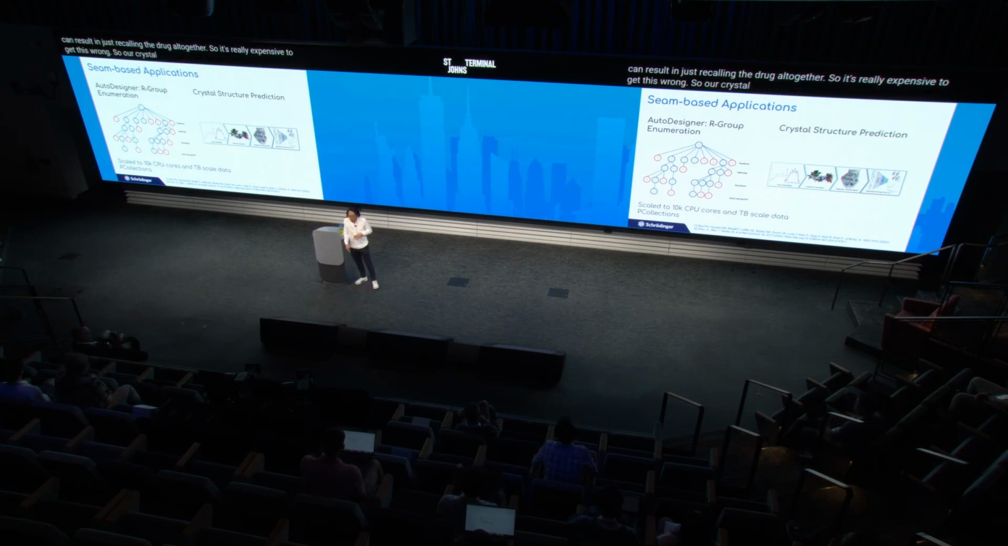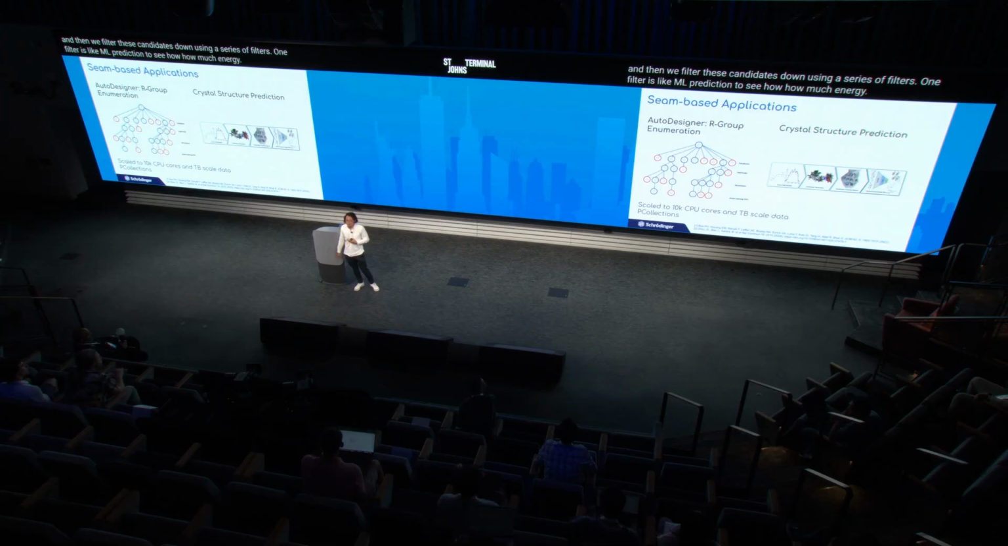So our crystal structure prediction workflow predicts these different types of crystal structures that are most likely to actually happen. The way it does this is you give it a drug compound, and then we sample a bunch of different conformers and ways that it might exist, and then we pack it in different ways to see what kinds of crystals it might turn into, and then we filter these candidates down using a series of filters. One filter is like an ML prediction to see how much energy it would have. We also use DFT and MD simulations to filter these down until eventually we get down to the most likely crystal structures.